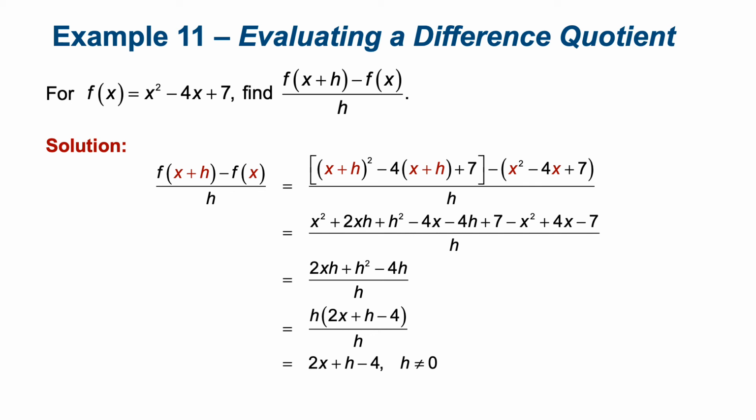So f of x plus h, I'm literally taking x plus h and plugging it into x squared minus 4x plus 7. So that would be (x plus h) squared minus 4(x plus h) plus 7, minus, and then the original f of x, which is just (x squared minus 4x plus 7), and that's all over h. Note the proper usage of parentheses, brackets, and then parentheses to show that you're subtracting the entire function from the first part.